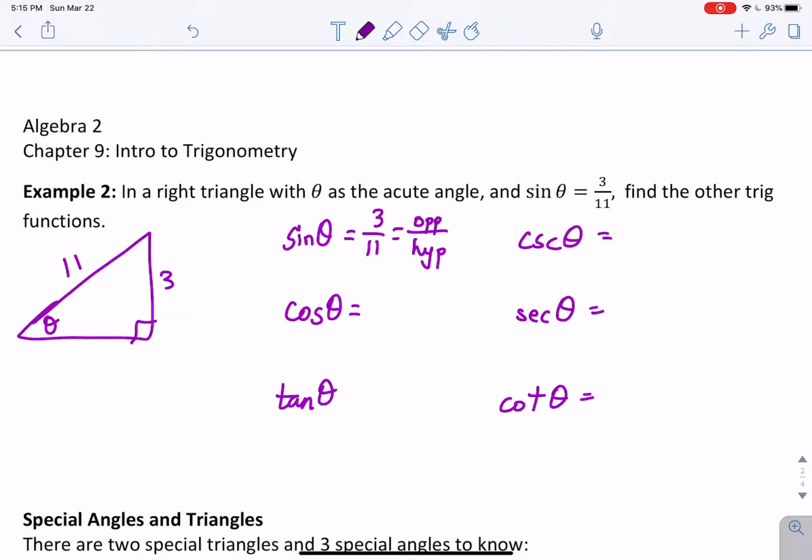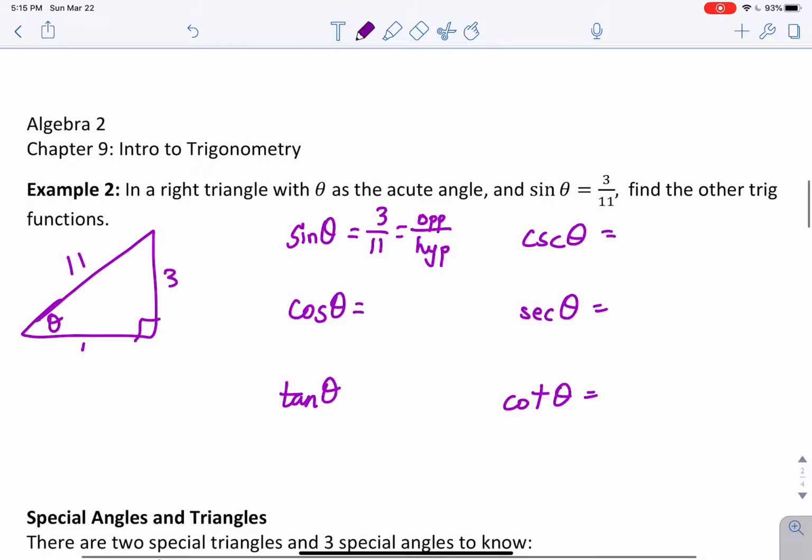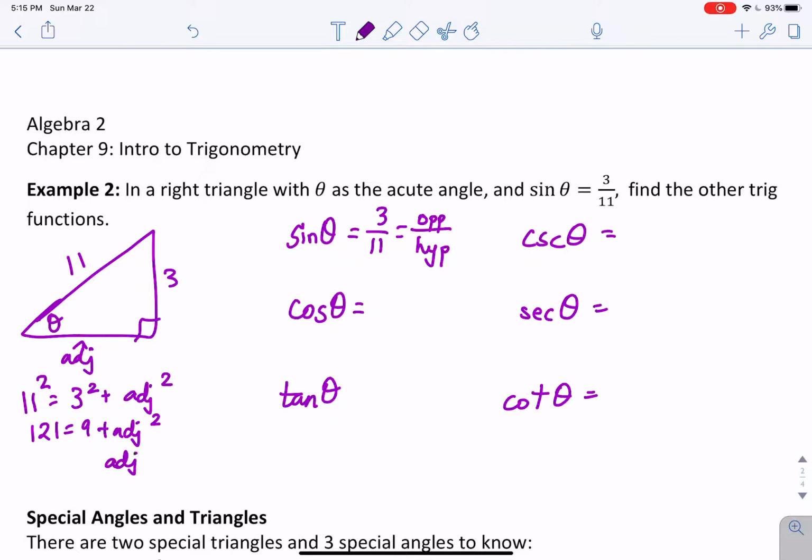So I know that 3 and 11 are two of the sides. This side I still need. That's the adjacent side, so I can use the Pythagorean theorem. I know that 11 squared is 3 squared plus the adjacent squared. So that's 121 is 9 plus adjacent squared. Adjacent squared is 112. And so the adjacent side is the square root of 112, which is 4 root 7. So I can now use those sides to do all the other ratios.